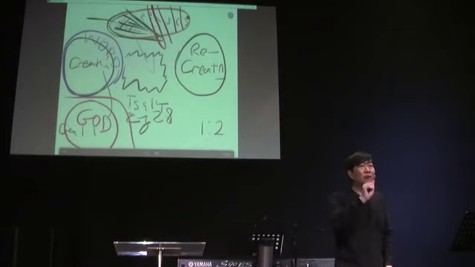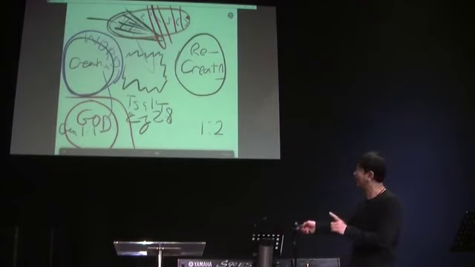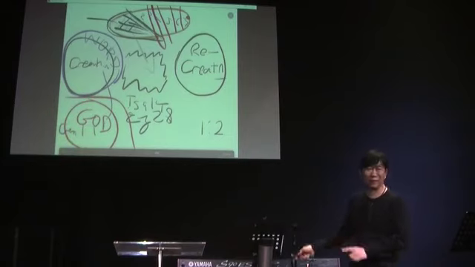So John went further back than Genesis chapter 1 verse 1. John went to Genesis chapter 1 verse 0. So John chapter 1 verse 1 is before Genesis 1:1.